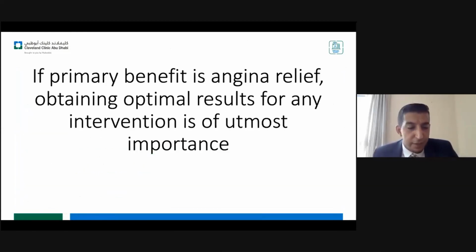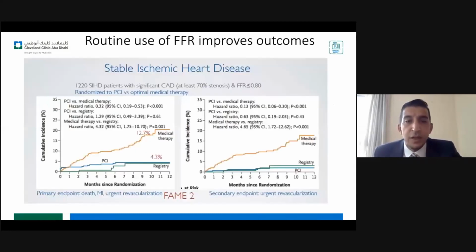So if we're talking about the primary benefit in stable CAD being angina relief, then optimizing our results becomes of utmost importance because we can't be achieving suboptimal results for these patients. Routine use of FFR has been shown to improve outcomes. This is the FAME 2 trial, which has some issues with the design, but we see that PCI versus medical therapy significantly reduced the rates of the composite endpoint, primarily driven by unstable angina events. But the PCI arm equally showed similar results to patients that had negative FFR. So we were able to achieve results as good as patients that have no significant disease when we use routine FFR in selecting the appropriate lesions to treat.